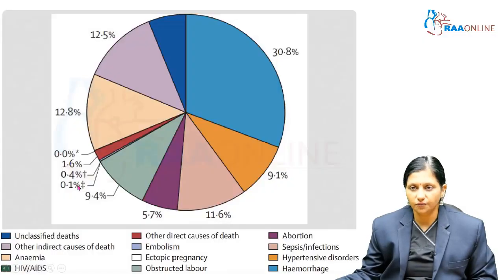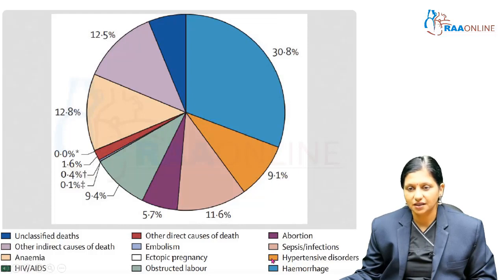Coming to the causes of maternal death. Hemorrhage is the most common one, at 30.8%. Hypertensive disorders account for 9.1% of causes. Sepsis is another 11.6% of causes. 5.7% of maternal deaths are related to abortion. Around 9.4% of maternal deaths are due to obstructed labor.